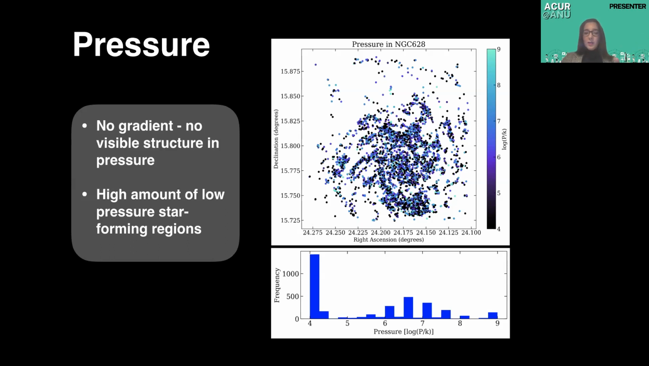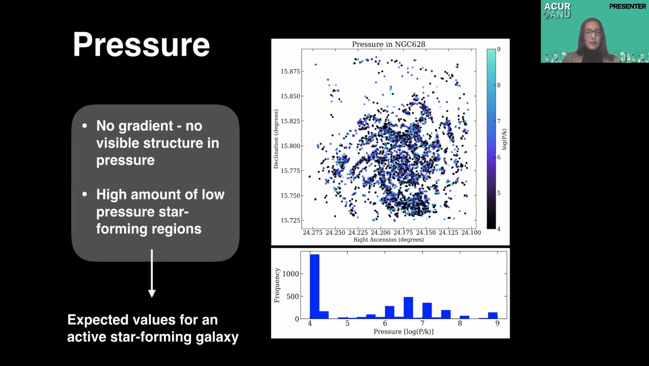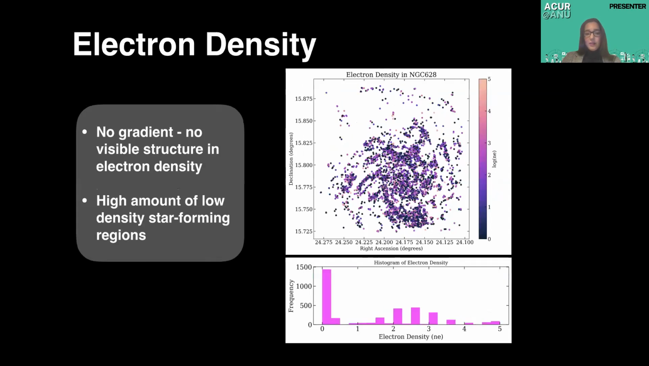pressure. These kinds of pressures are actually typical of an active star-forming galaxy such as this one. And finally, I obtained very similar results for electron density, with no obvious gradient in electron density throughout the galaxy and very low densities for most of the H2 regions in the catalogue.